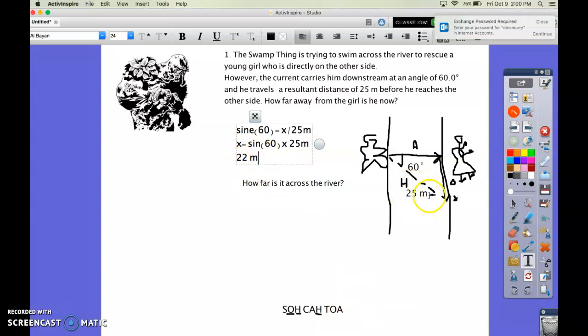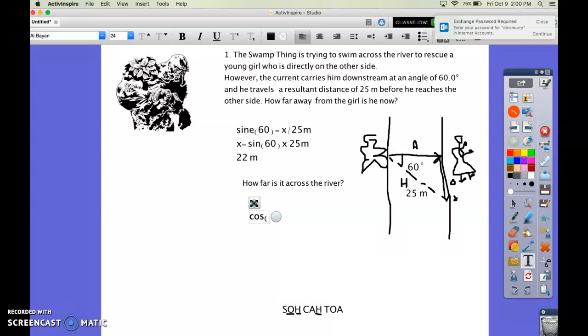I would use the number that gave you the original measurement, because that will give you the more correctly precise measurement. All right. So how far is it across the river? Well, this is going to be cosine this time. We still have the angle, so we can do cosine.